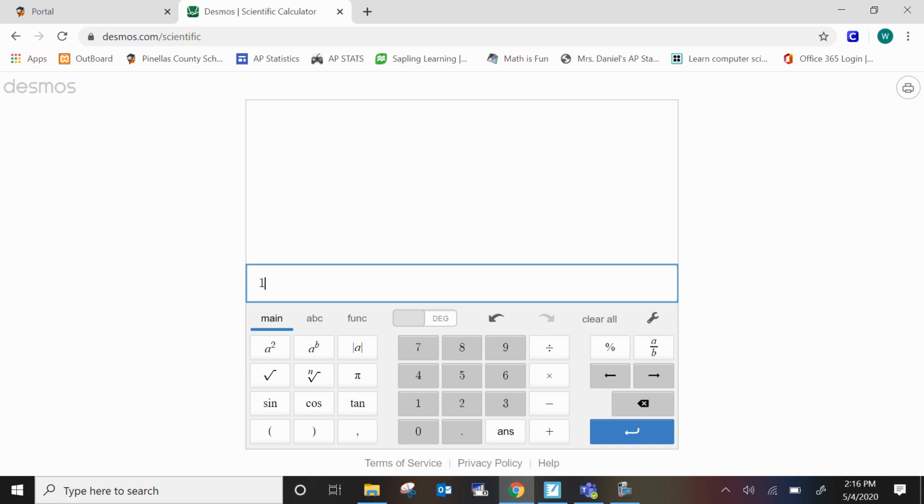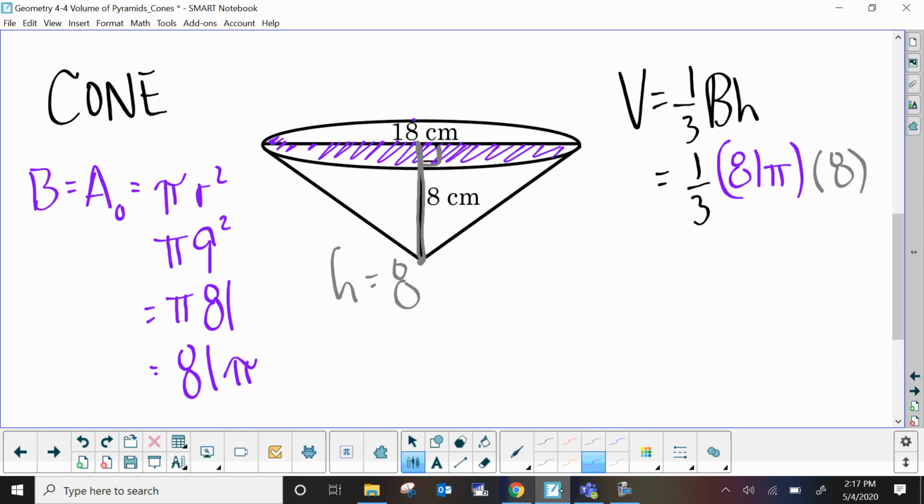Okay, so 1/3. See how the cursor is flashing next to the 3? Right below the a over b fraction bar is an arrow. If I hit that arrow, it moves the cursor to the next spot, which is good. Times the 81, which we had. Remember, it was 81 pi, but I'm not going to put the pi button. I'm just going to leave it at 81 times 8. And it gives me 216, but I'm going to keep the pi. So it's 216 pi centimeters cubed.